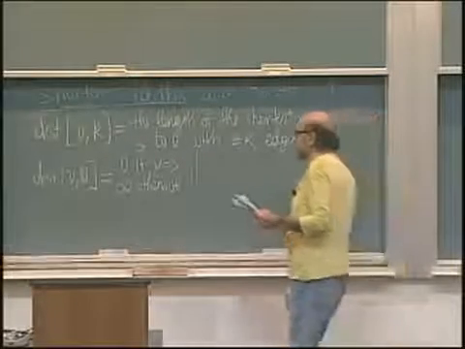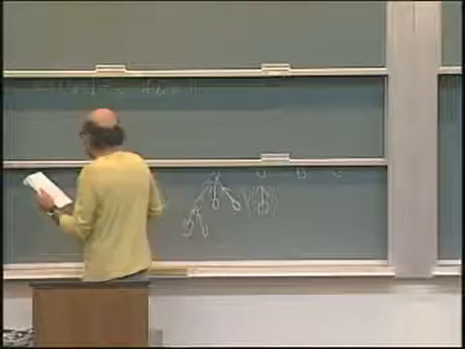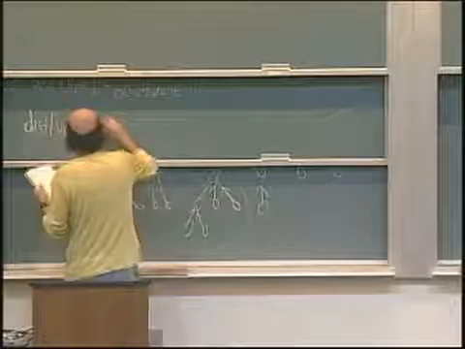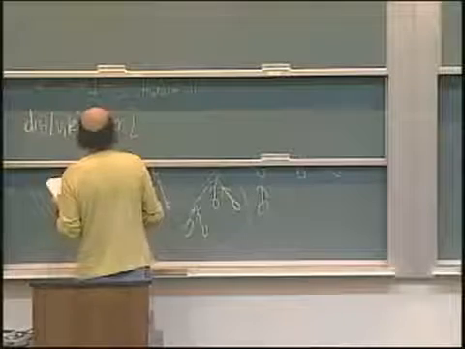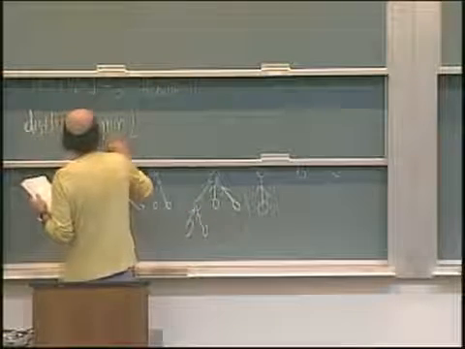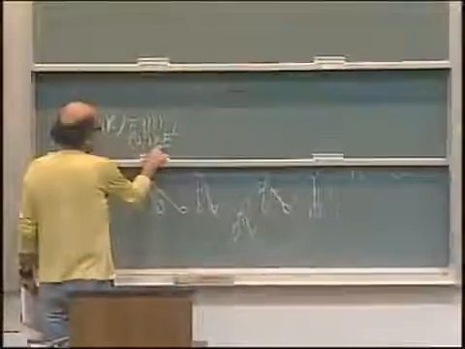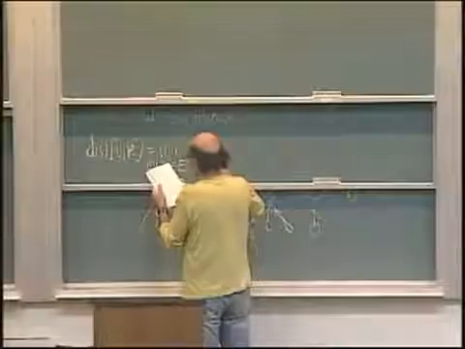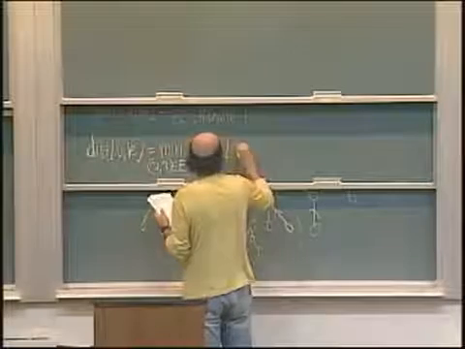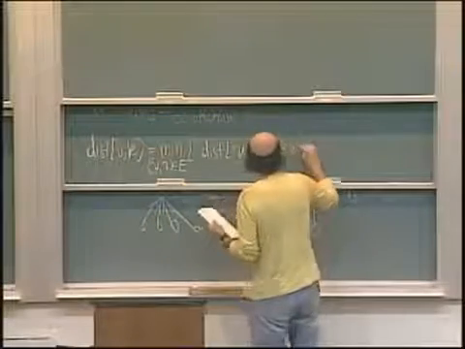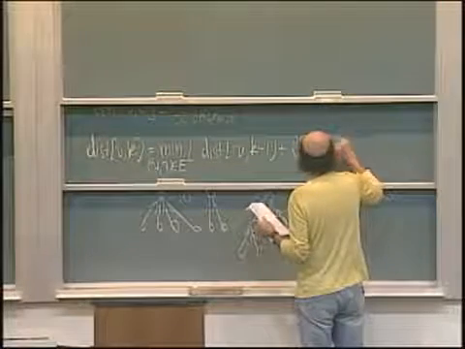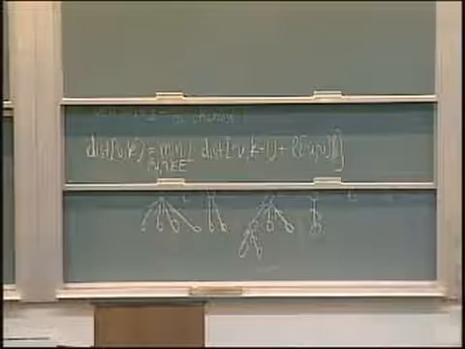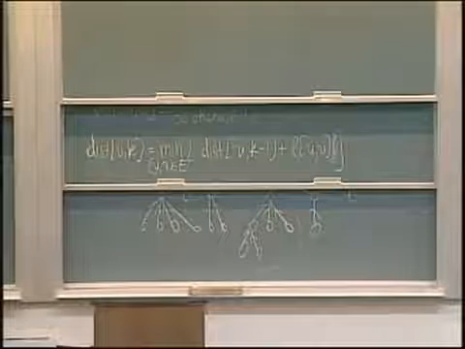And then you write the recurrence, which says distance of Vk is the minimum over all u such that uv is an edge, all predecessors of v, of distance of u k minus 1 plus the length of the edge from u to v. That's it. I'm pretty sure that works.